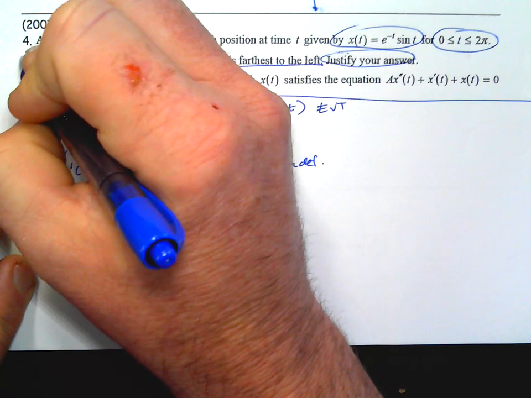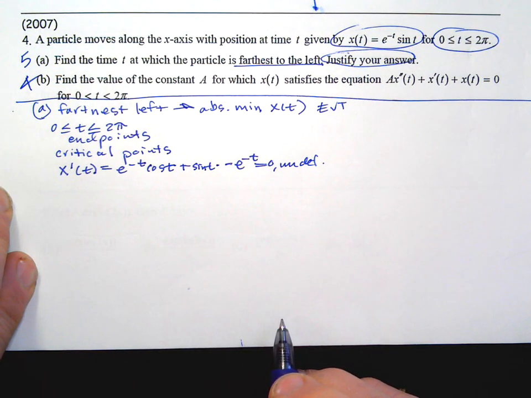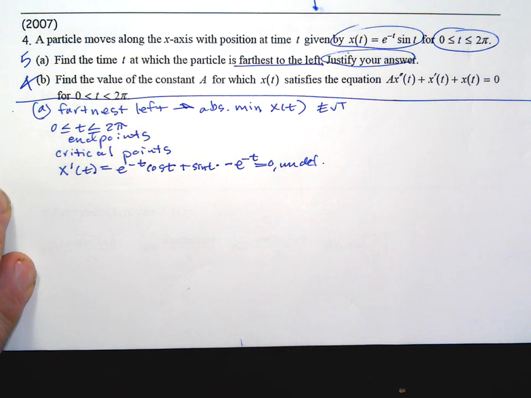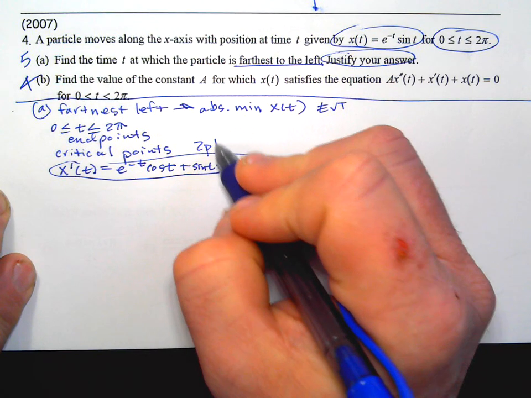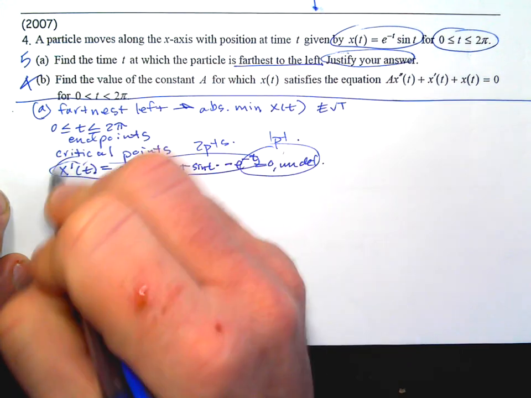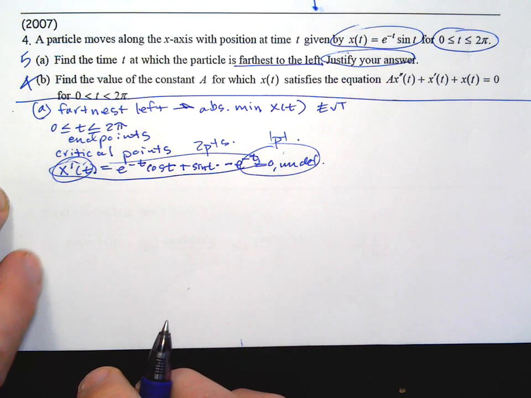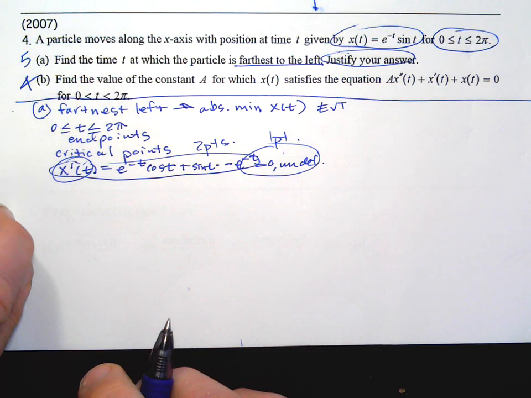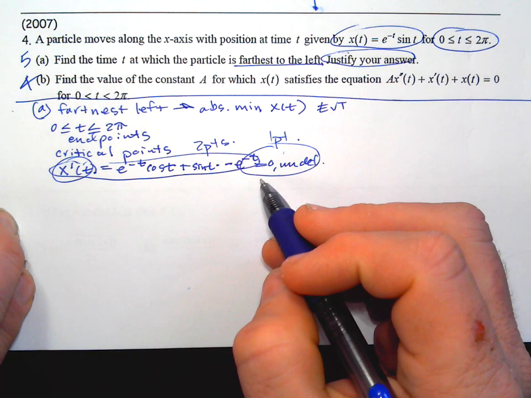Now, by the way, the point breakdown here is 5 and 4. And you just got 2 points for finding this derivative correctly. You got another point for setting it equal to 0 or undefined. You better label it so we know what it is. That's 3 points right there. Okay? So now we need to solve this without a calculator.